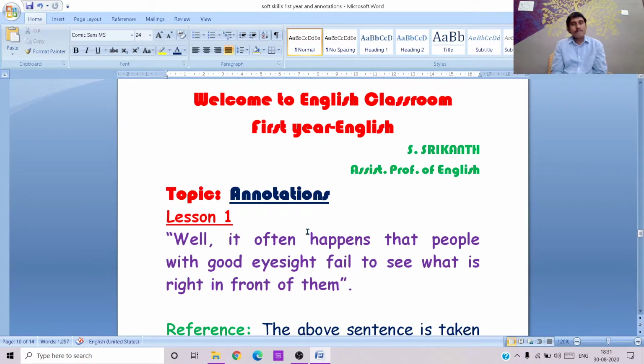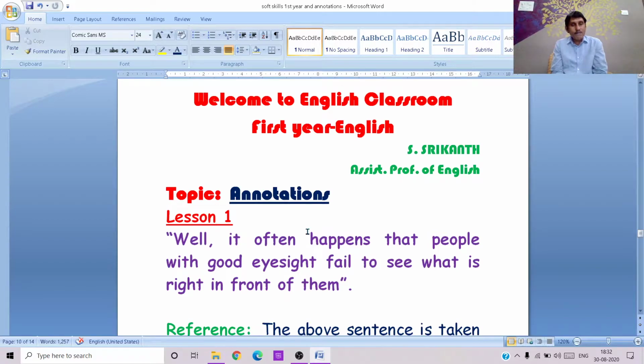And from that play, it is taken from one particular act and one particular scene, and from all these four lessons, I picked one annotation each in order to give you some knowledge about how you should attempt the annotation, how you should identify a sentence or a line or a statement from your textual units.